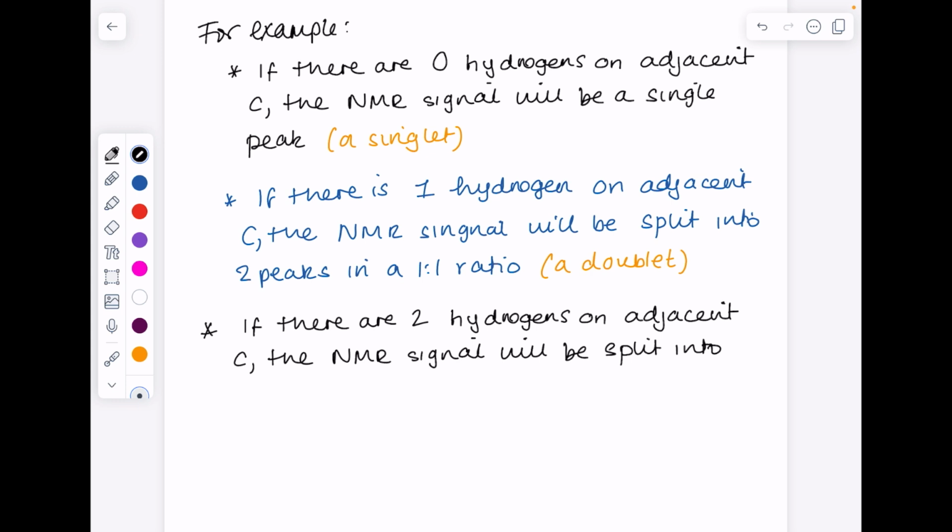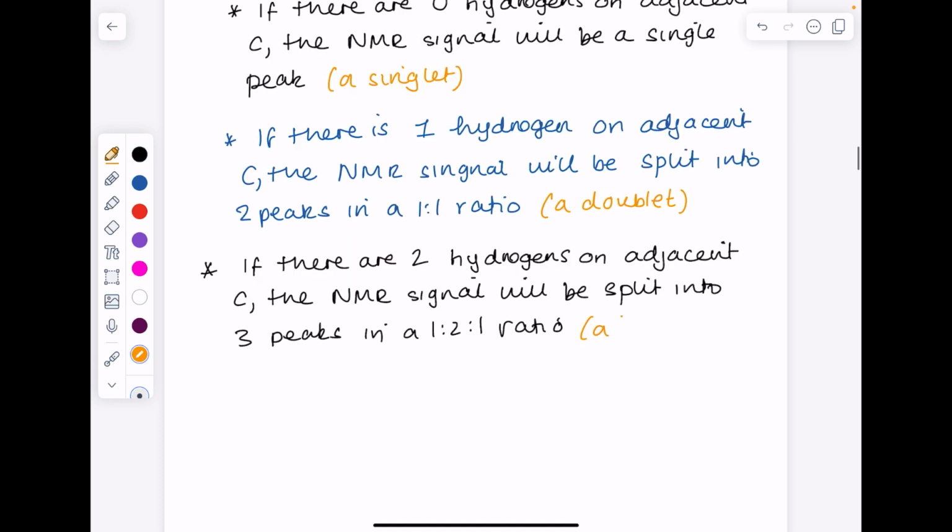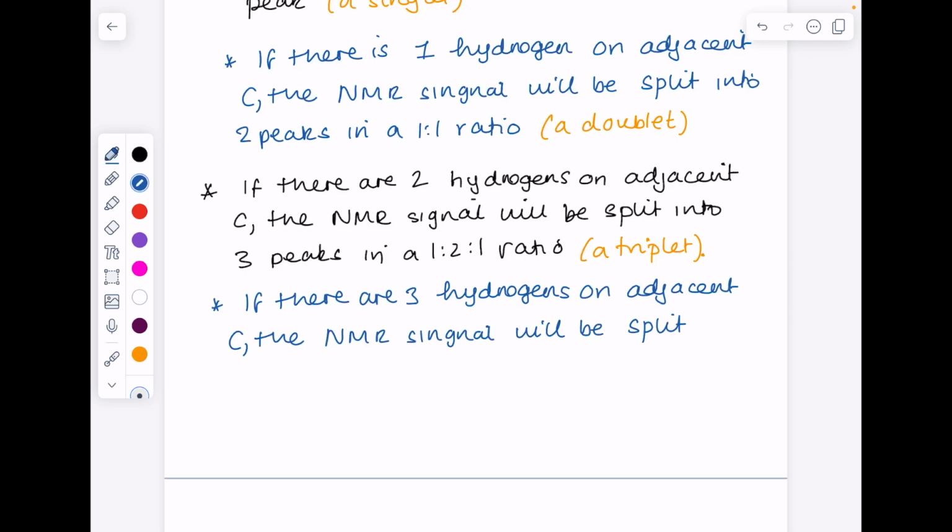What about if there are 2 hydrogens on the adjacent carbon? This time the NMR signal will be split into 3 peaks in a 1-to-2-to-1 ratio, which we'll call a triplet. If there are 3 hydrogens on the adjacent carbon, the NMR signal will be split into 4 peaks in a 1-to-3-to-3-to-1 ratio, which we'll call a quartet.